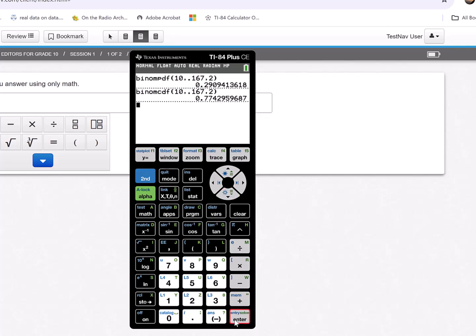So in this case, it will be 0.774. Okay, 0.774, I'm sorry. But previously, it's only 0.291, because previously it's just the probability X equals 2, right? But now it's the probability X less than or equal to 2. So this is the difference between binomialCDF and binomialPDF.